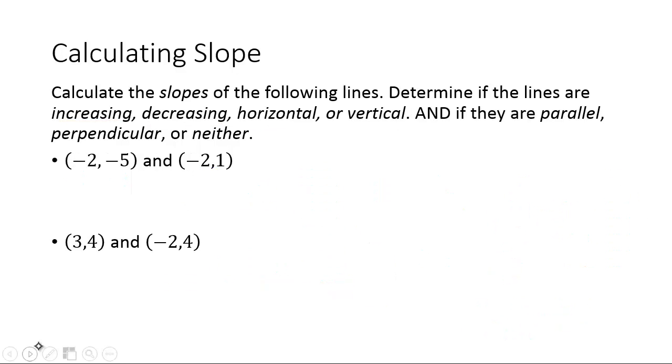Let's try another example. So again, the slope is 1 minus negative 5, over negative 2 minus negative 2. We're taking our y minus our y and our x minus our x. Notice m, you might wonder why it's m, but m is for slope because René Descartes was French, and in French, to climb is monter.